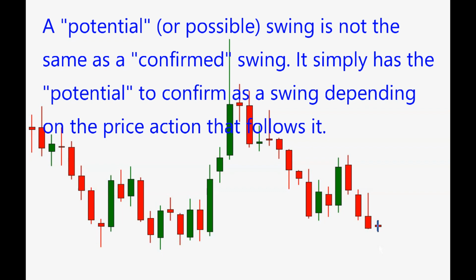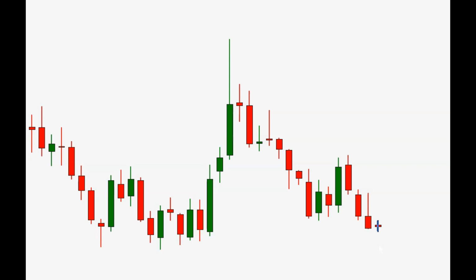Like, does price go higher? Does price go lower? That's going to determine whether a price bar that has the potential to be a swing bottom or swing top actually becomes a swing bottom or a swing top. When a price bar is actually a swing top or a swing bottom, we call it a confirmed swing top or swing bottom. Now, I'm going to point out some obvious bars here.